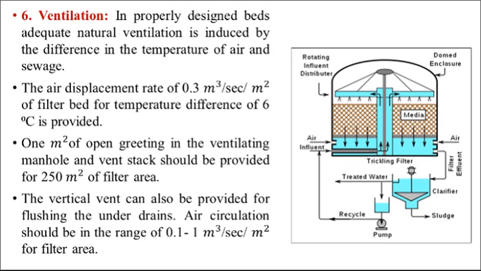One square meter of open grating in the ventilating manhole and vent stack should be provided for 250 square meter of filter area. Vertical vent pipes can also be provided for flushing the underdrain pipes. Air circulation should be in the range of 0.1 to 1 cubic meter per second per square meter of the filter area.